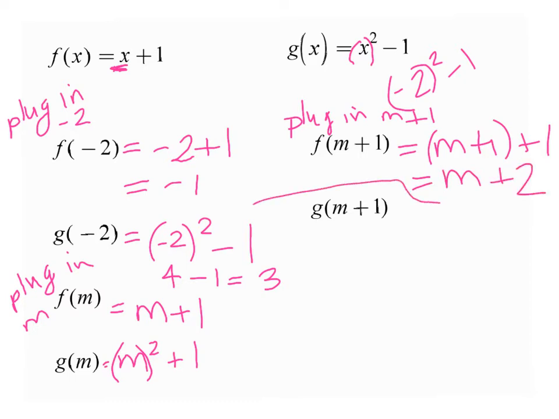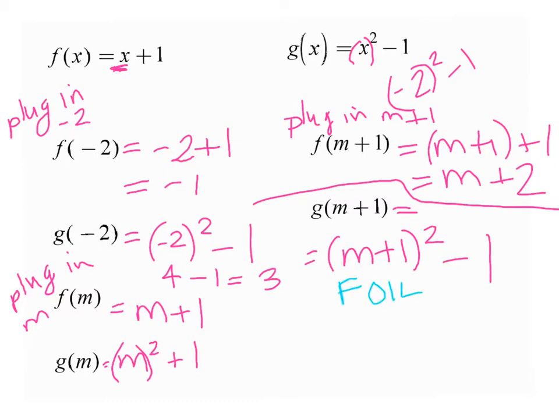Things get a little bit fishy, if you will, when we get to the squared. So I'm going to plug in m plus 1 every place I see x. So m plus 1 squared minus 1. Now, you need to FOIL.